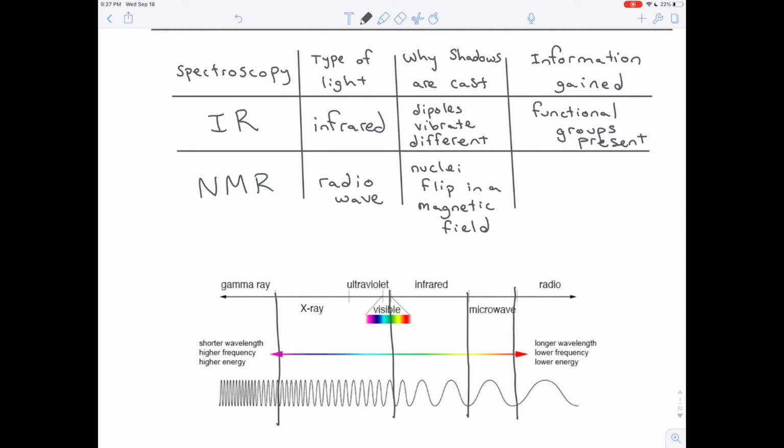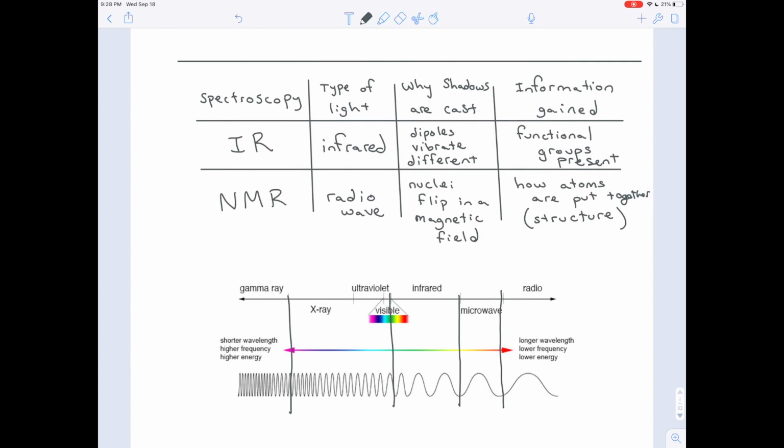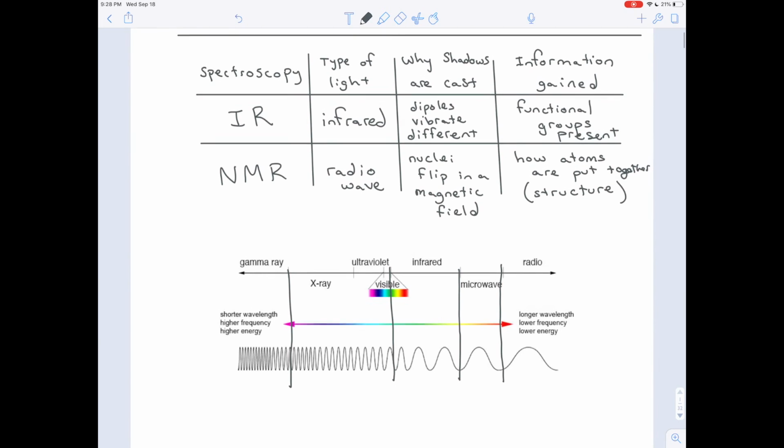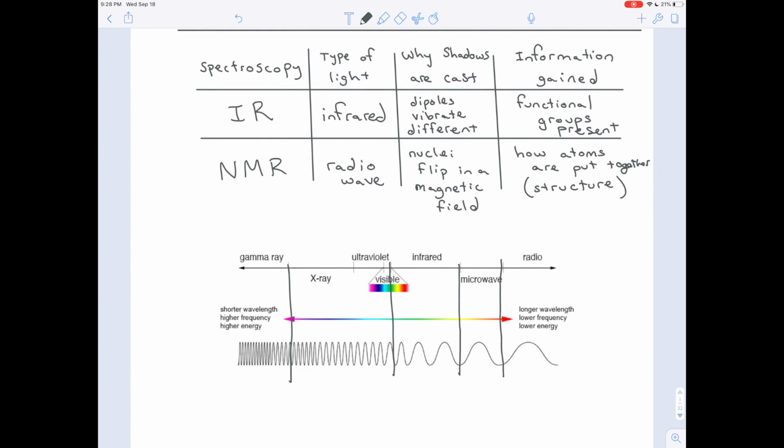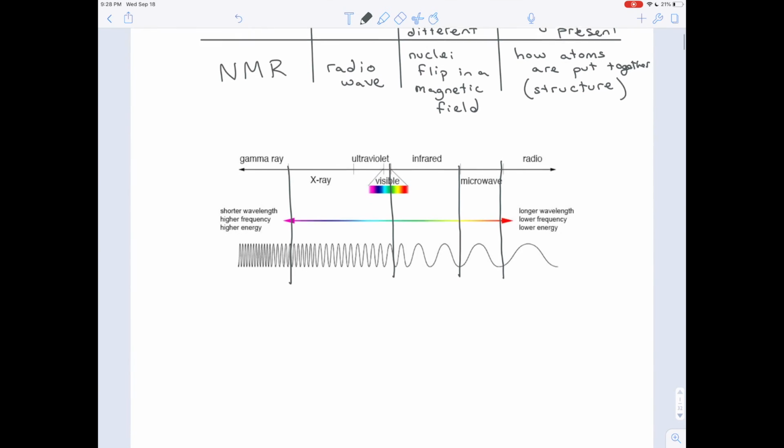That's the general idea. And the information we're going to get here is how atoms are put together in the structure. Basically, we're going to get the structure of the molecule. So here we just knew what functional groups are present, but now we can use NMR to take a molecular formula, something that we might have gotten by doing mass spectrometry. You get the molecular formula, and you can do NMR to figure out how those atoms connect. You get a lot of information out of it. It's very useful. So let's talk about this, how nuclei flip in a magnetic field. What does that mean?